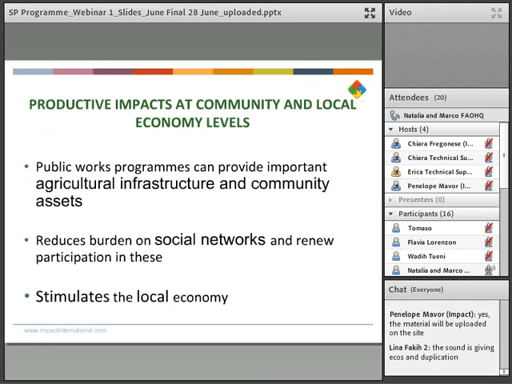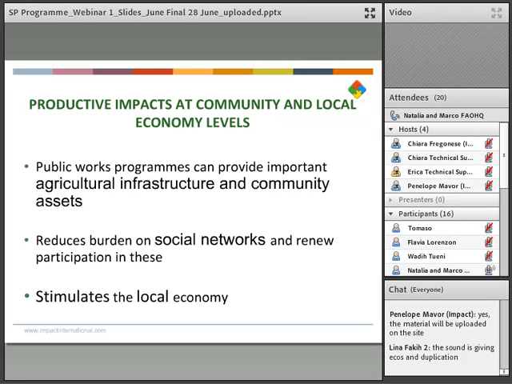We look at some of the impacts also at the community level and in the local economy. Social protection interventions like public works can create community infrastructure that benefits agricultural production. For instance, reforestation that takes place through public works programs, or the construction of irrigation canals and water harvesting tanks. All of these are the types of community assets that can be created through public works programs that benefit agricultural production and natural resource management.